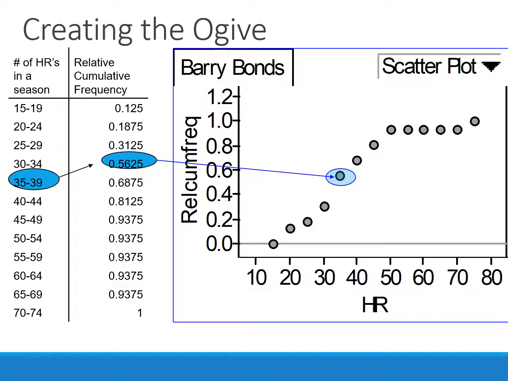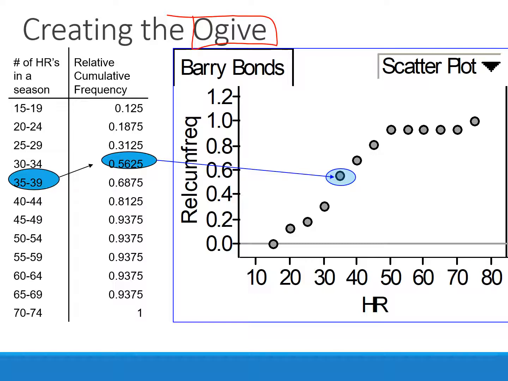The last type of graph is spelled O-G-I-V-E. It's pronounced ogive. And it's used with either cumulative frequency or relative cumulative frequency. Here we're going to do it with relative cumulative frequency. And it's counting the percentage of the data that we've passed at any given point in our data set.